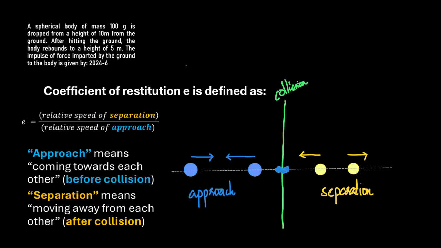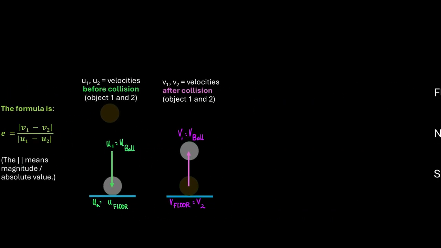So the velocities of these two bodies after collision, the difference between them, is the relative speed of separation. Two bodies before collision, two velocities. The relative speed, the difference between the two speeds, is the relative speed of approach, and the ratio of these two is the coefficient of restitution.